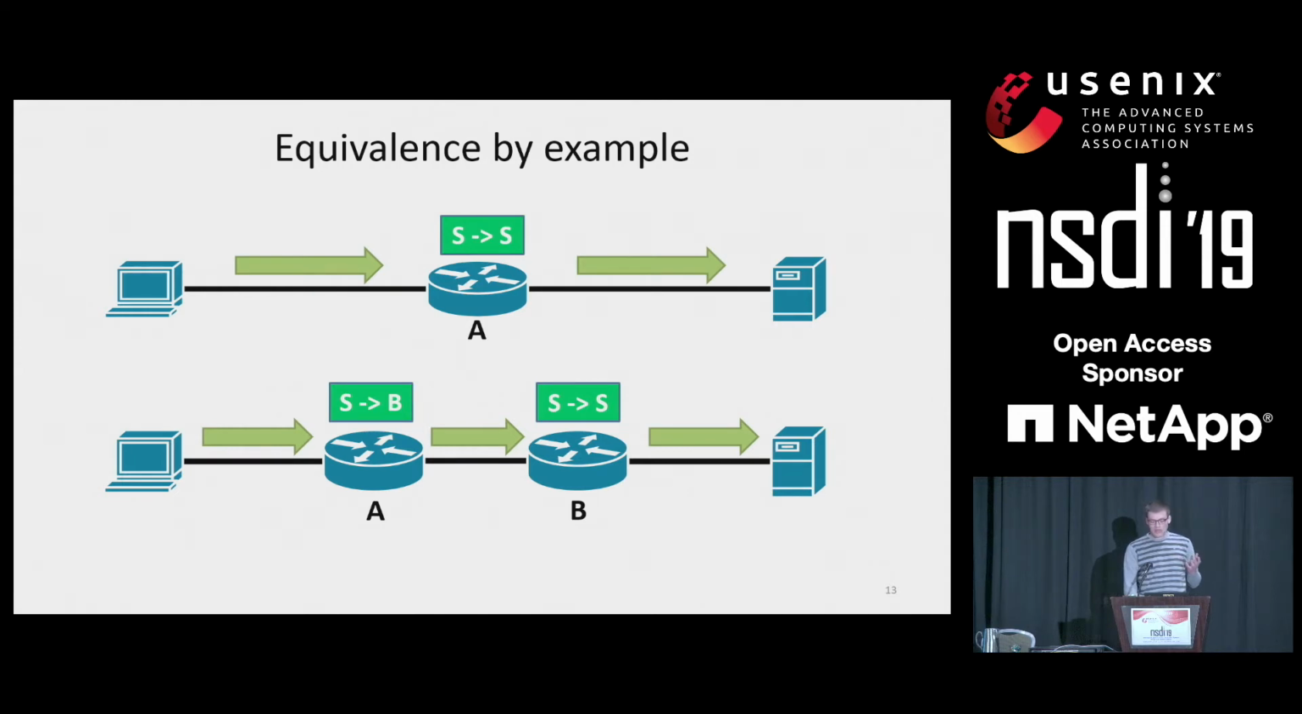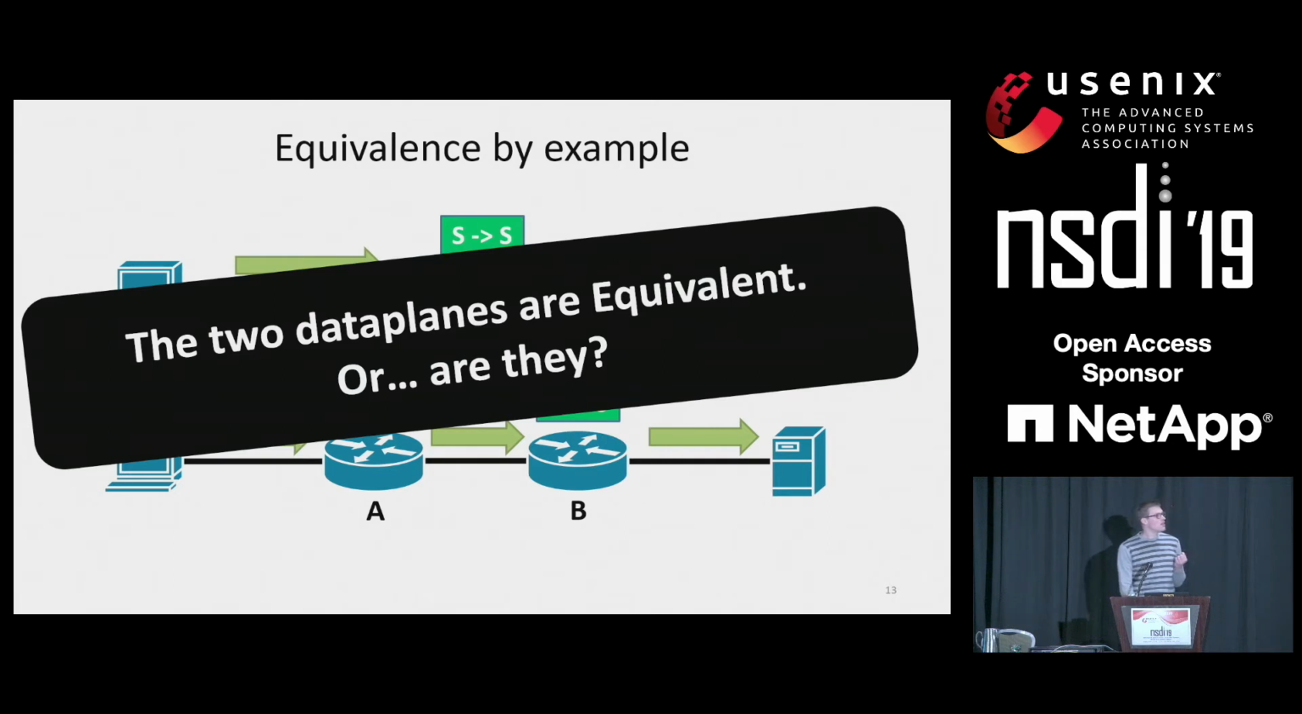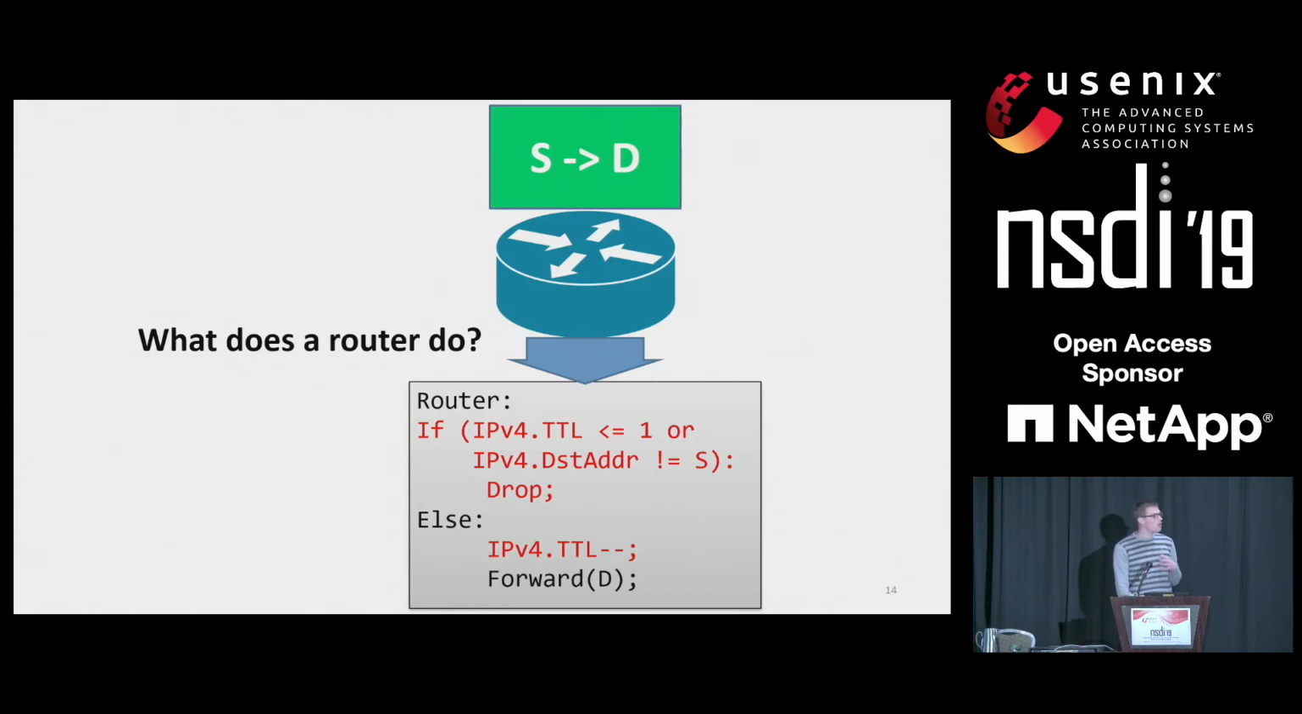So it would appear that these 2 data planes are equivalent, but are they really equivalent? So in order to say that, let's zoom into what a router actually does. Well, a router will look up an address in its routing table and will forward it to the next hop, but also it will check for expired packets, so basically when TTL is 0. And before forwarding packets, it will just decrement the TTL.